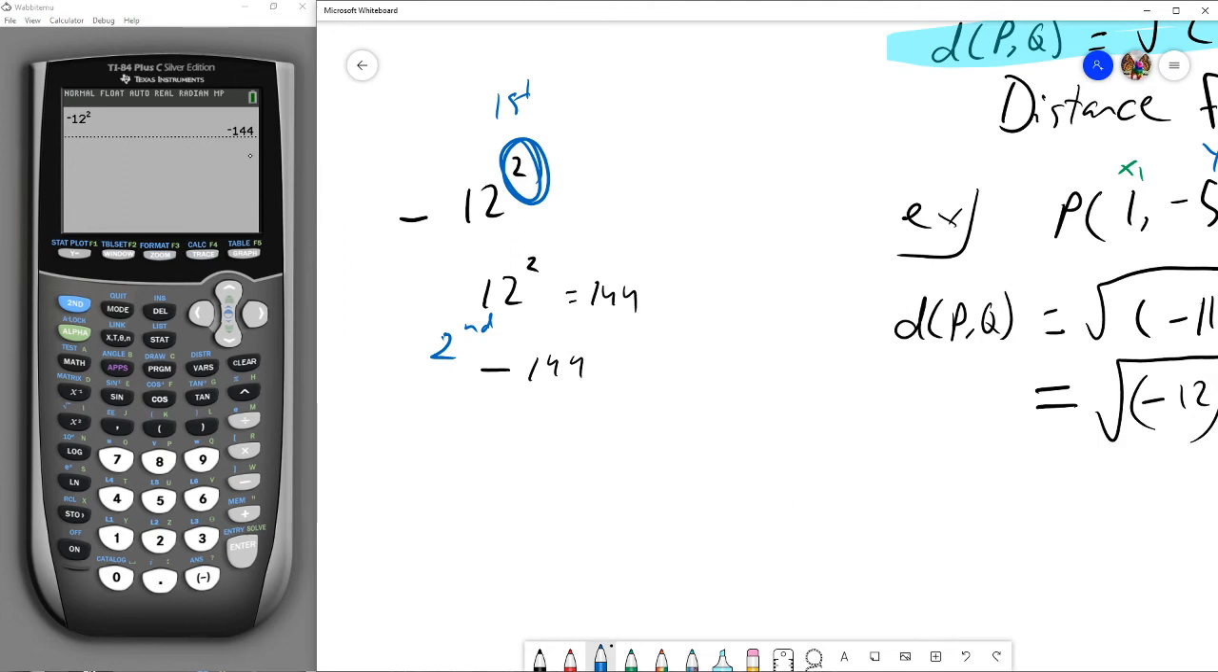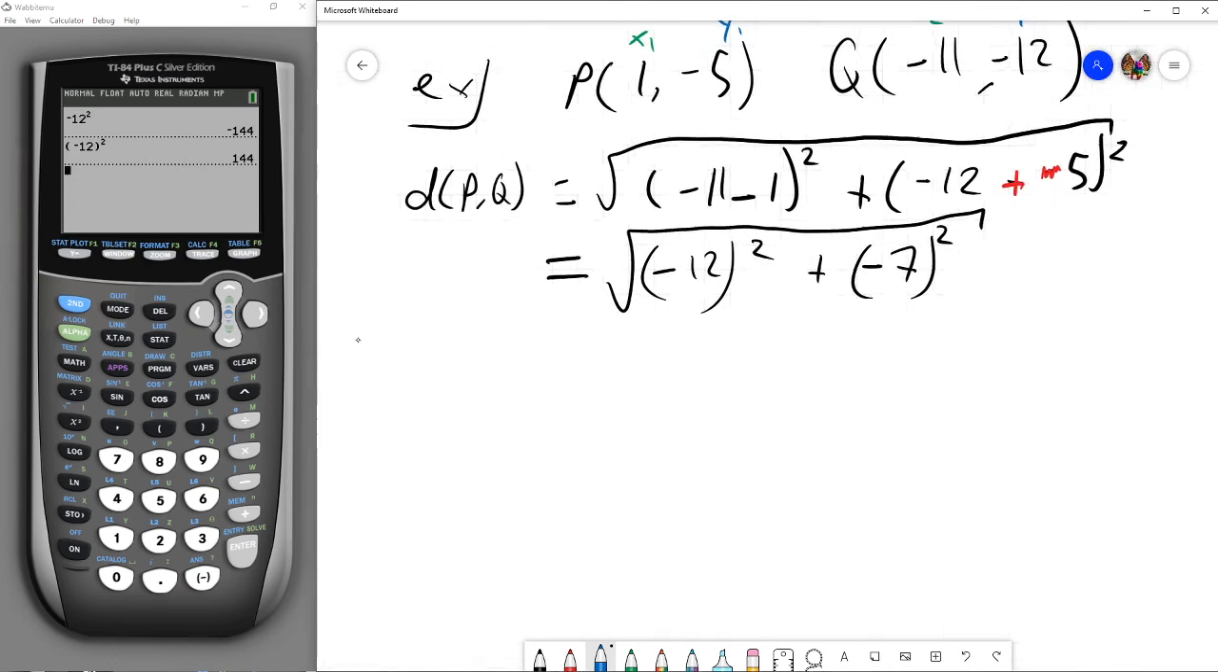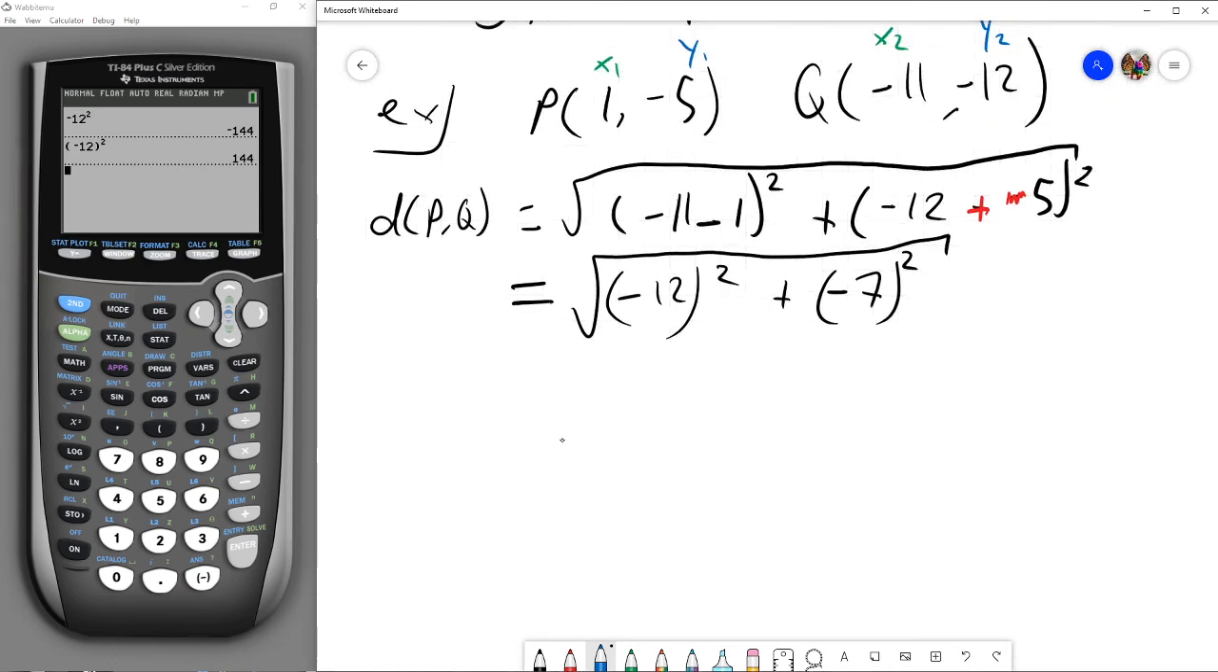I do not know why Texas Instruments did that, but it seems kind of silly, and it's a common mistake with students. So if you want to figure out what negative 12 squared is, in case you didn't know, you need to put parentheses around all that, hit square, hit enter, voila, we get our positive 144. So that is a danger of the TI-84 graphing calculator that you need to be aware of.